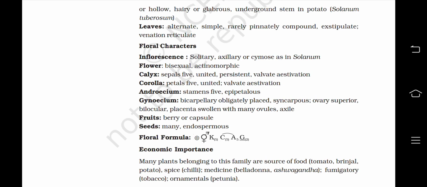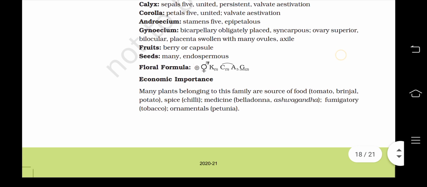Axile. Fruits berry or capsule. Seeds many, endospermous. Floral formula is actinomorphic, bisexual, calyx 5, corolla 5, androecium 5, gynoecium superior and 2.